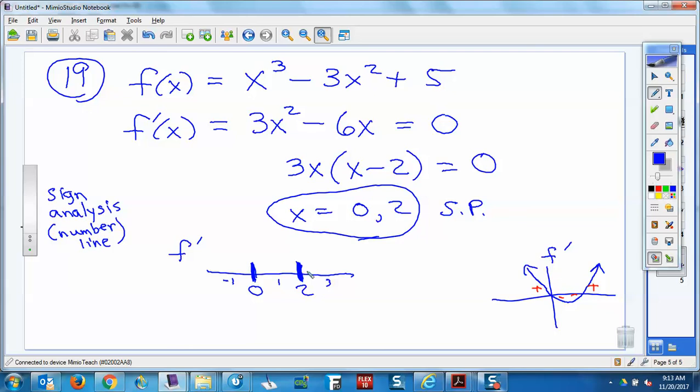So don't put little hash marks at those other ones. I just wrote those little numbers in, those are where I'm going to test, right? I'm going to test what is f prime over here, what is f prime in here. I can pick any number between 0 and 2. But don't put little hash marks there, because then it just gets totally confusing. That's why I wrote these really tiny little numbers too. I don't want to confuse them with these two numbers.